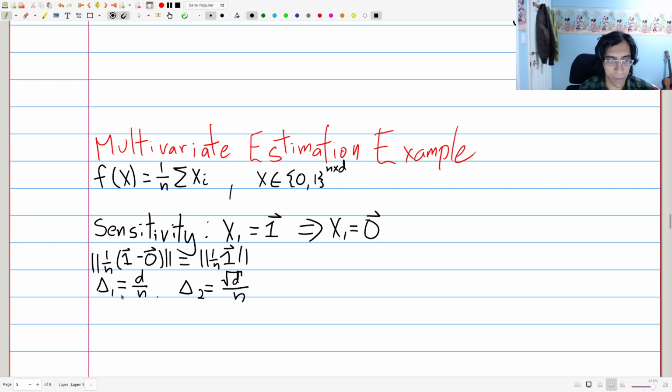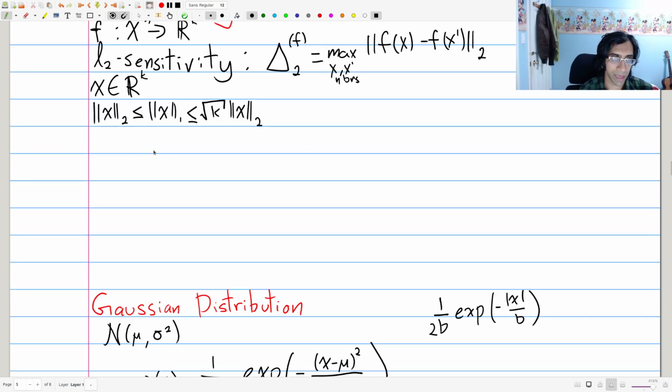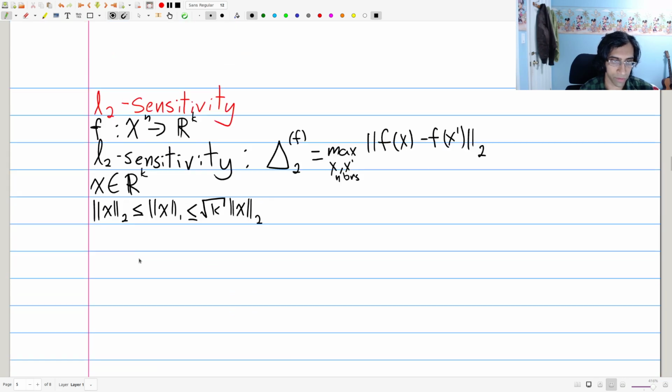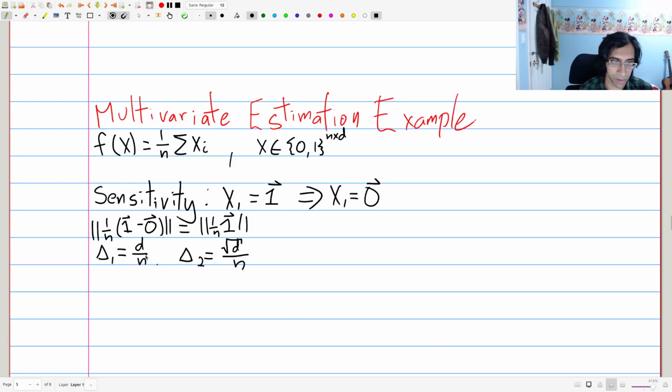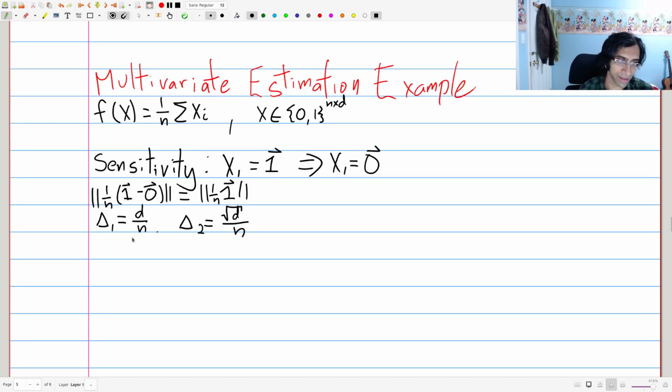Remember before, when we talked about L1 and L2 norms, I claimed that they can be off by a factor of the square root of the dimension. For this very simple statistic, where we just average a bunch of binary vectors, we actually realize this difference in sensitivity: the L1 sensitivity is d over n, whereas the L2 sensitivity is square root d over n.